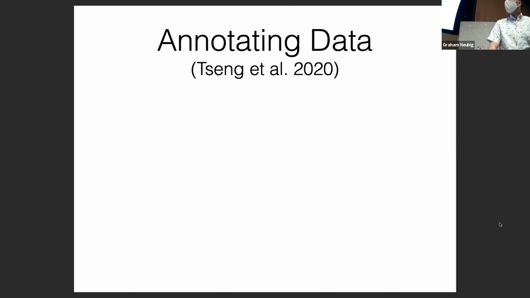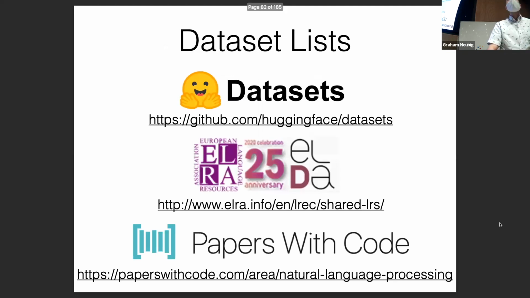So another thing is if you need to annotate data yourself, oh, sorry, go ahead. Yeah, yeah, so that's a good question. How to keep track of research, like data sets or research papers or knowledge or stuff like this.